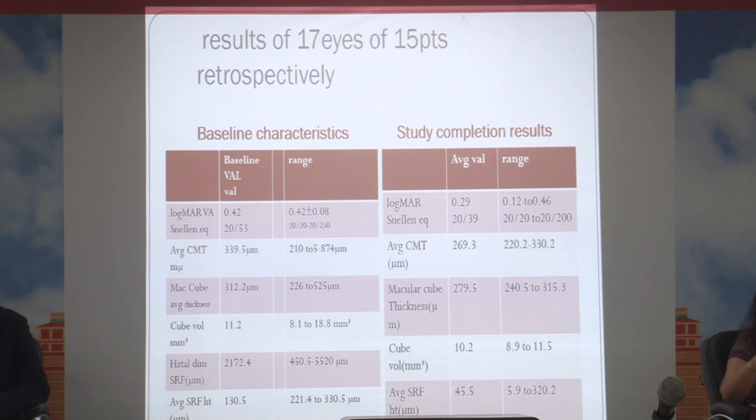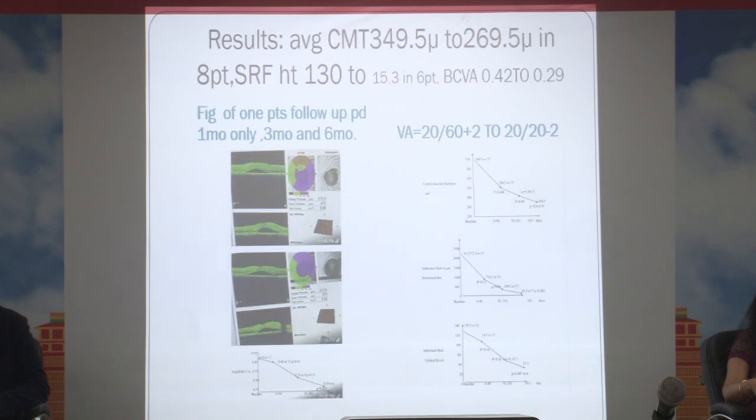Central macular thickness decreased from 339 to 269.3 microns, macular thickness from 312 microns to 279, and macular volume from 11.2 cubic millimeters to 10.2. SRF height decreased from 130.5 to 45.5. This is a graphical representation, and some patients had central macular thickness going from 417 to 3175.